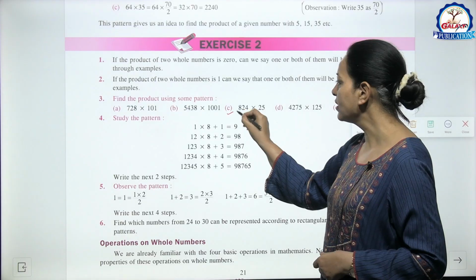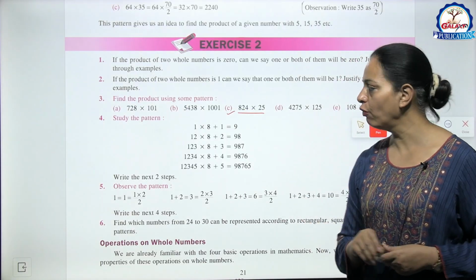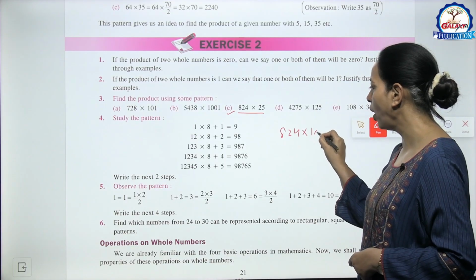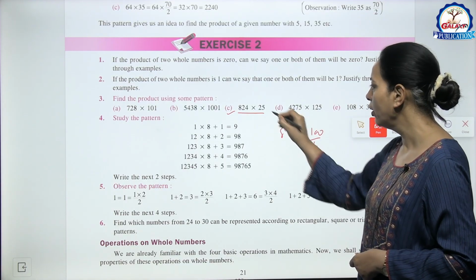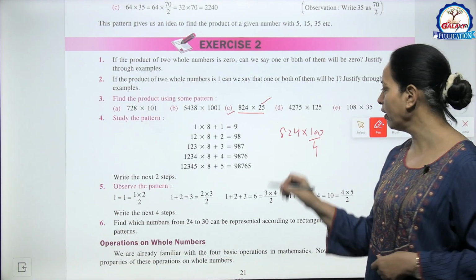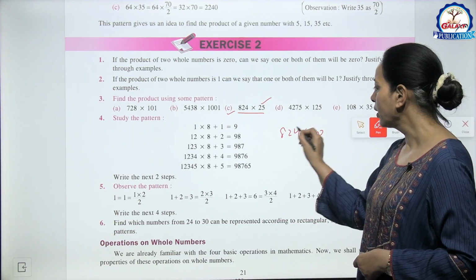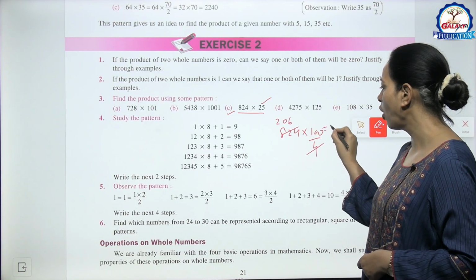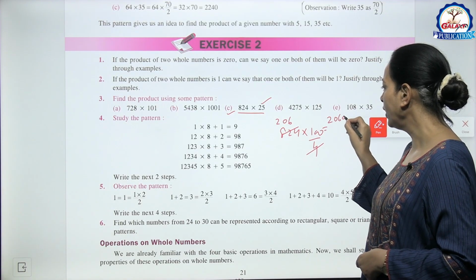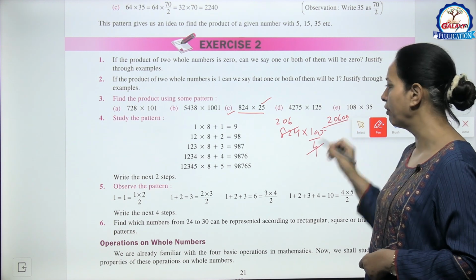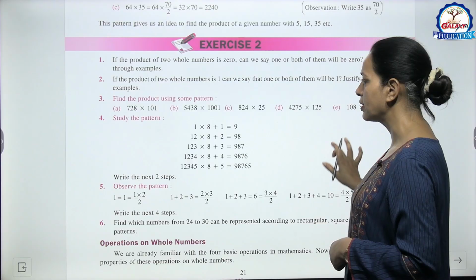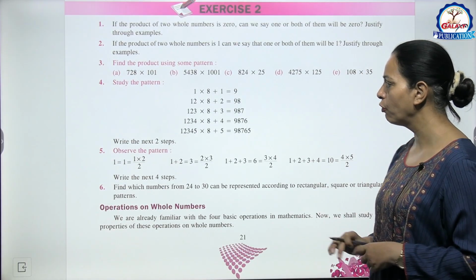Okay, like here C part, 824 into 25. So 824 into 100 divided by 4. 25 we will change to 100 divided by 4. Cut it by 4. 206. Now multiply. So 20,600. Okay. Similarly, you can try remaining parts. Now come to question number 4.